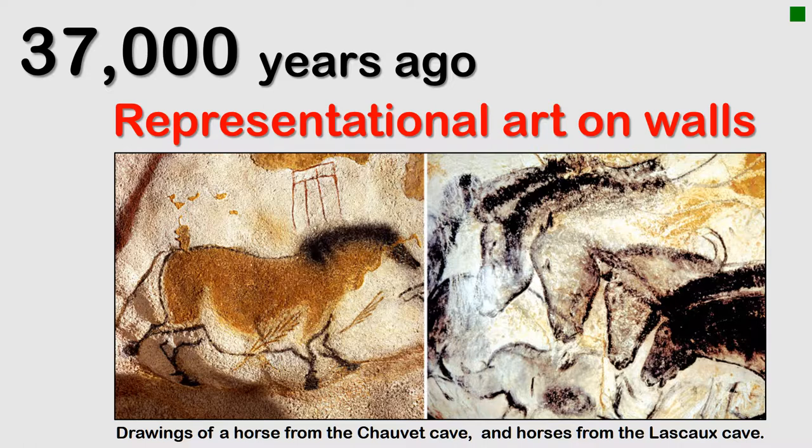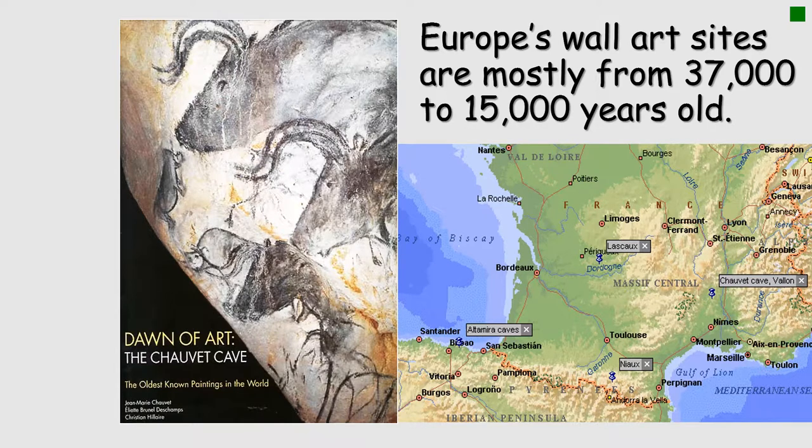Now, cave art as a term was earlier applied to those figurines I showed you, simply because people were digging into the floor of caves in order to find them, or they got lost. But then somebody looked up at the walls and noticed that there are things like this on the wall too. So most of what we call cave art now, we're really talking about the parietal art, so-called. Europe's wall art sites are mostly from about 37,000 down to 15,000 years ago, and they're mostly down in either the Basque country or up in the lower part of France or going across the coast towards Italy.